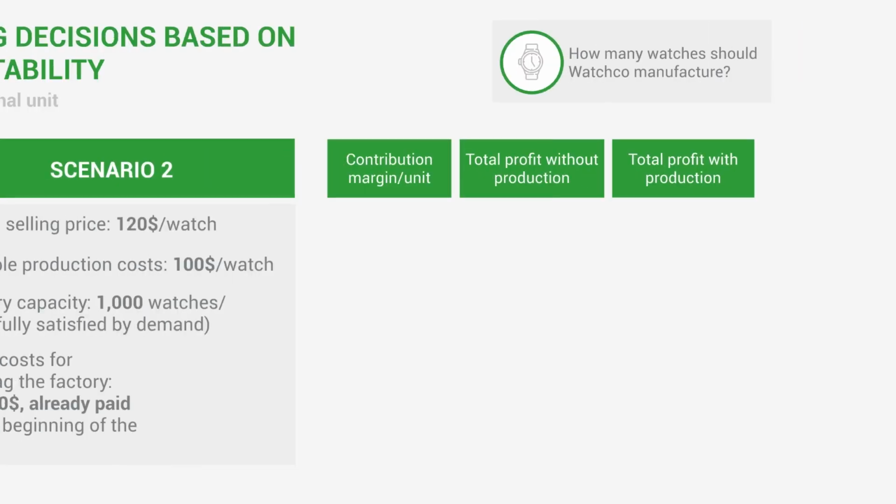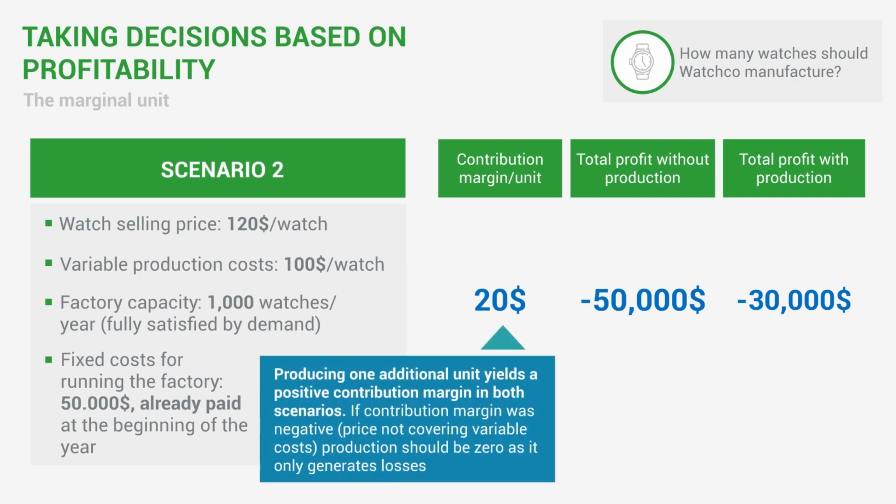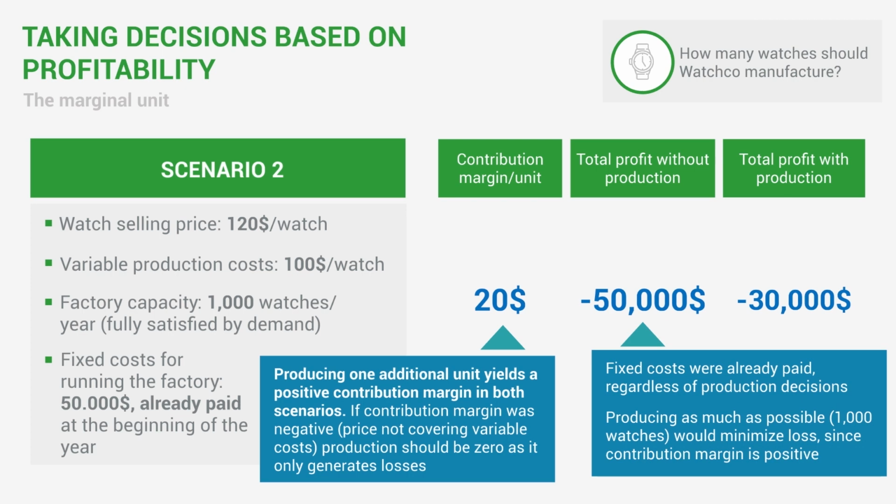In scenario 2, since fixed costs have already been paid, the company should take the opposite decision. Maximizing production would maximize profit or minimize losses. Producing one additional unit yields a positive contribution margin in both scenarios. If the contribution margin was negative, so that the selling price did not cover the variable costs, then production should always be 0, as it only generates losses. However, if fixed costs were already paid regardless of any decisions made about production, producing as many as possible, that is 1,000 watches, would minimize loss, since the contribution margin is positive.